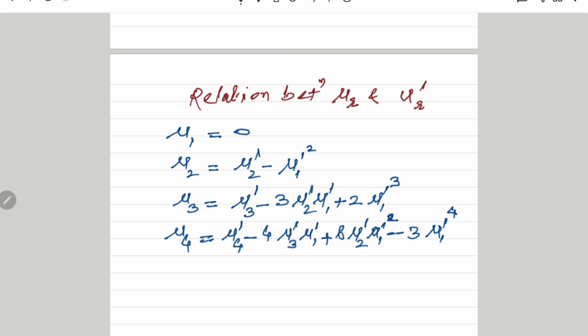That is 1. And second, the degree is increased by 1. First degree, second degree, first, second, third. Here first, second, third and fourth. Like this. Therefore, these are the relations between moment about mean and moment about any point. We can write moment about mean in terms of moment about any point with the help of these formulas.